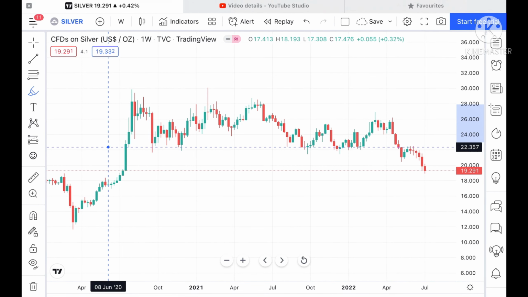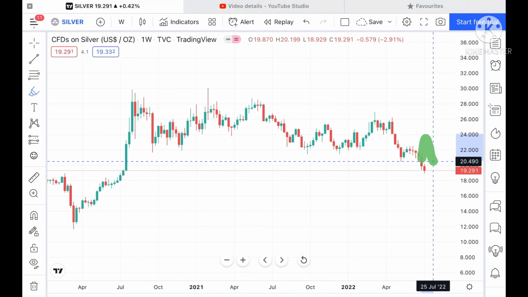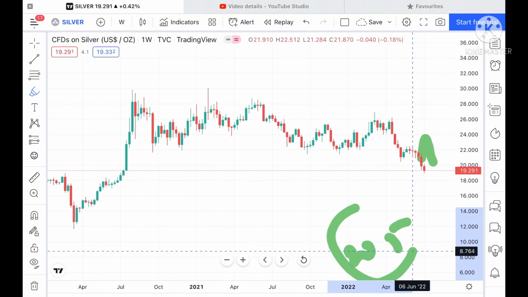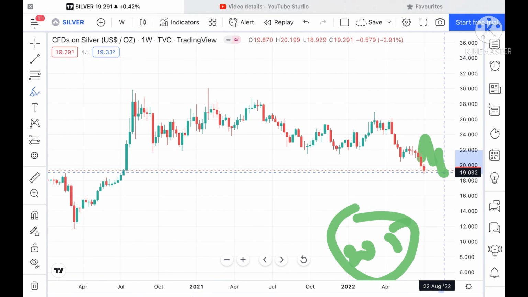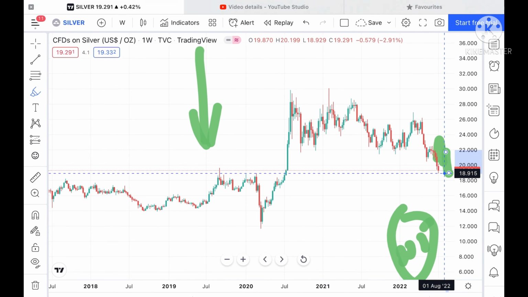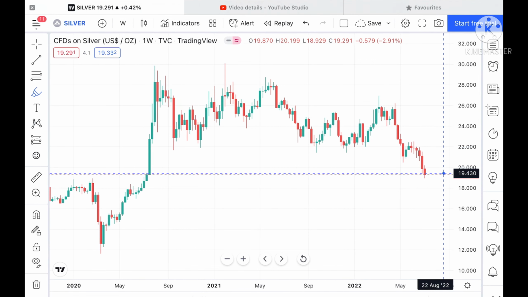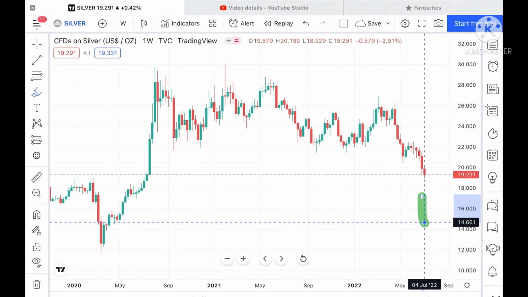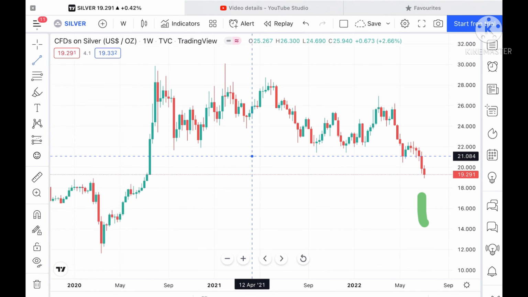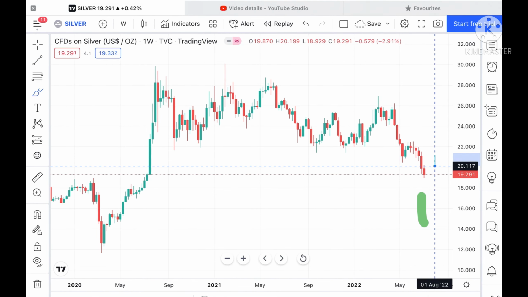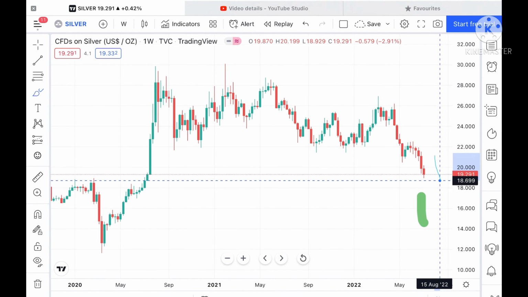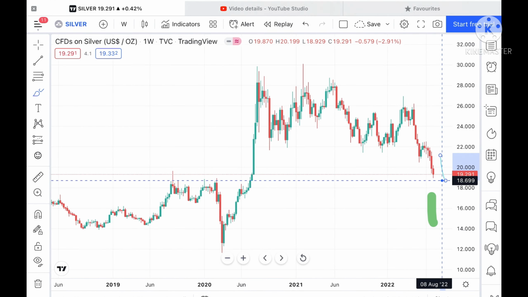Now suppose the range low was 20.5, it has already broken that particular level and touched the level of 18.915. Currently it is trading at around 19.291. Suppose if this particular level didn't sustain, then we can see it can move further down and can touch a level of 18.699.